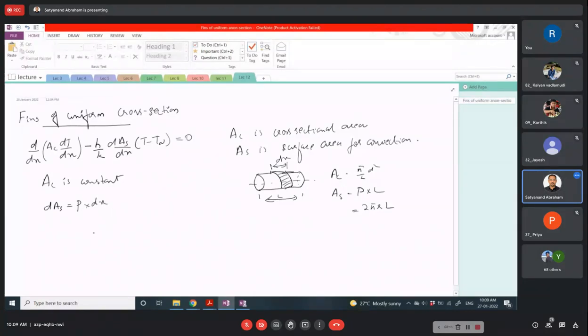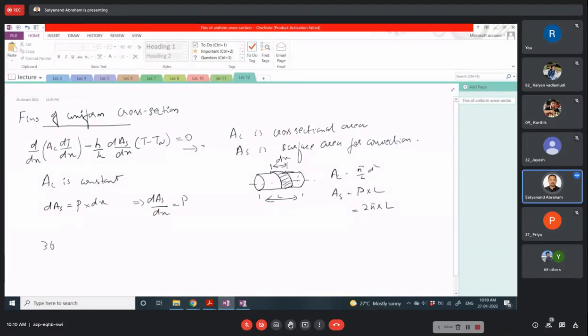Very good. So where P is the perimeter, for a circle it is going to be 2 pi r. If it is a rectangle or something, then with width W and thickness T, it is 2 into (W plus T). So it is better to write P into dx. So that implies dAs by dx is equal to the perimeter P. Now we are putting everything together.